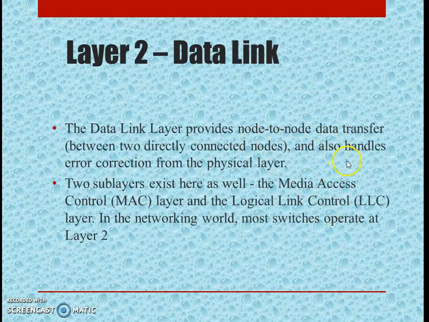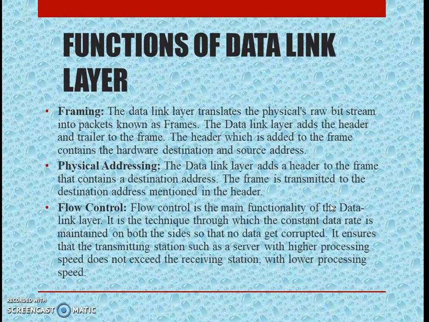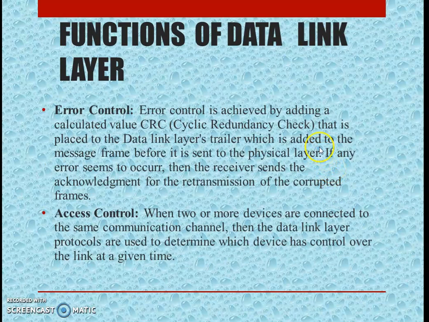In the data link layer, the packets are divided into frames. That is done in this data link layer. One of the functions is framing. The packets are divided into several other parts called frames. It adds a header and trailer to the frame, and then physical addressing and flow control. Everything is handled by this data link layer. It does error control and access control.